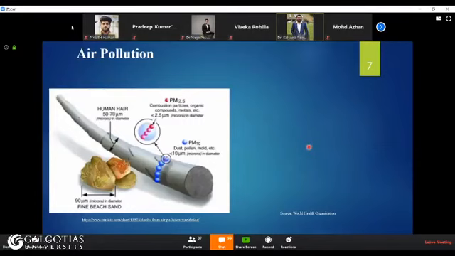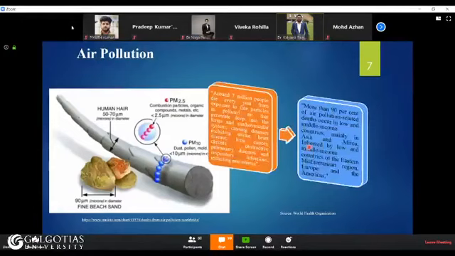We have PM 2.5, PM 10. That PM corresponds to particulate matter. So if the particulate matter in the atmosphere is less than 2.5 micron, that is considered to be PM 2.5. And if it is less than 10 micron, it is PM 10. You can imagine fine beach sand, where the particle size is 90 micron. And a human hair is again 50 to 70 micron. So now we are talking about PM 2.5 and PM 10.